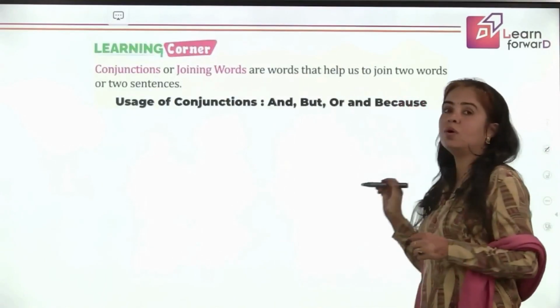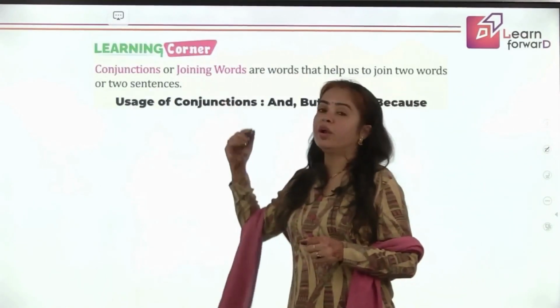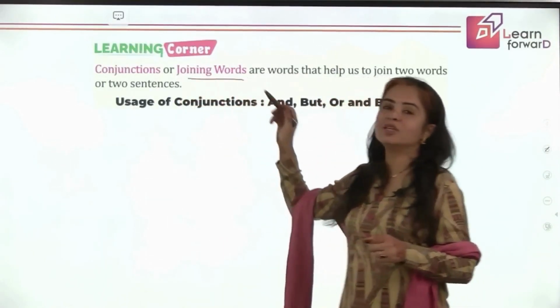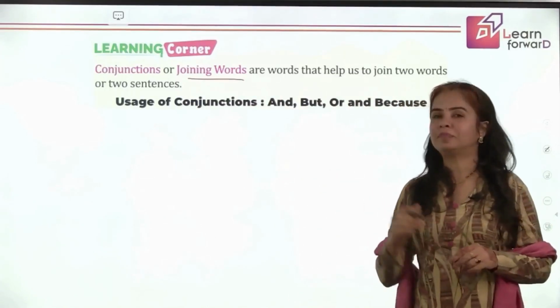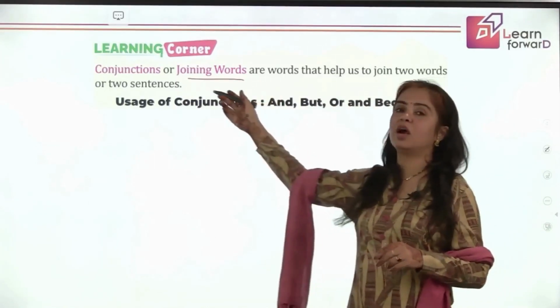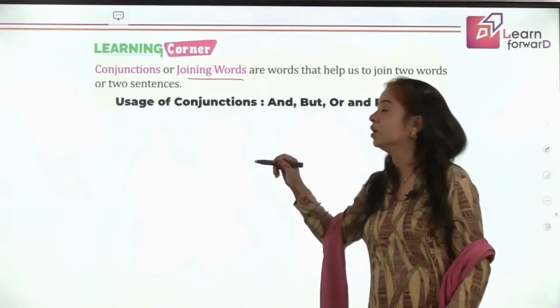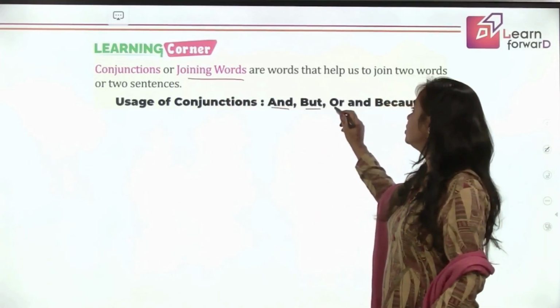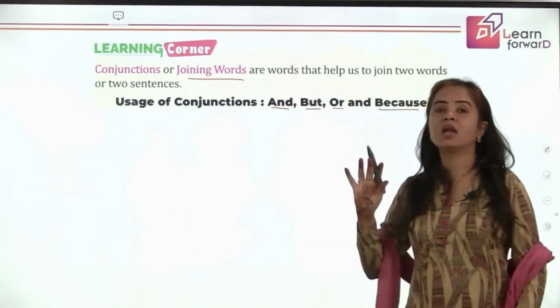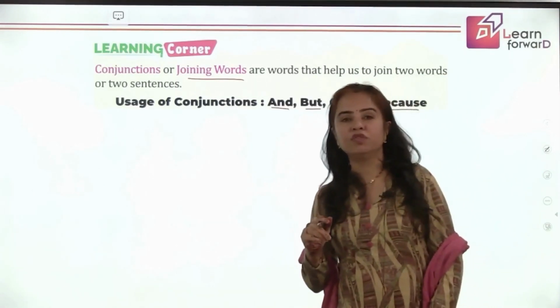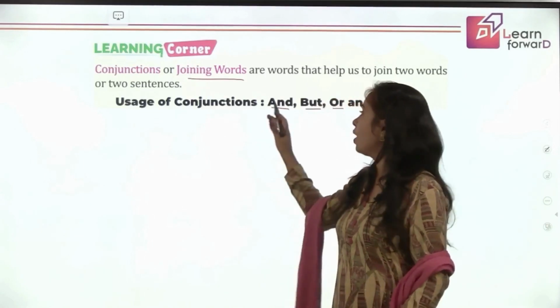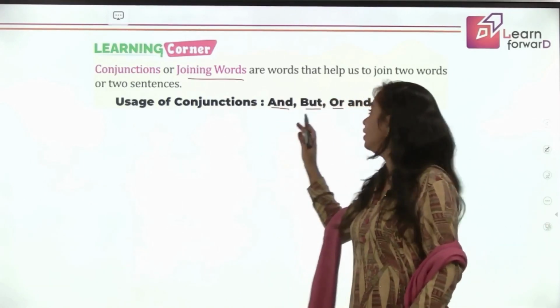So let's go ahead with this. What are conjunctions? They are the joining words that you have learnt in grade 1. So we'll give a new name to it now. They are conjunctions. Now what are the different conjunctions we'll be learning? We have and, but, or, because. These are the 4 conjunctions we will be learning here. You are already introduced to and, but, or.